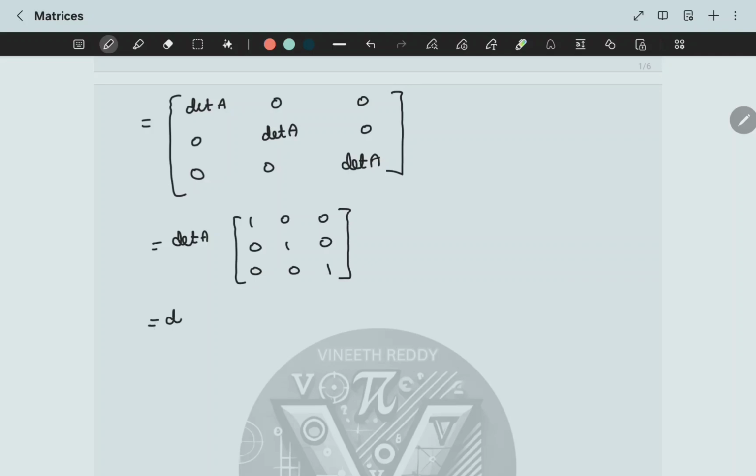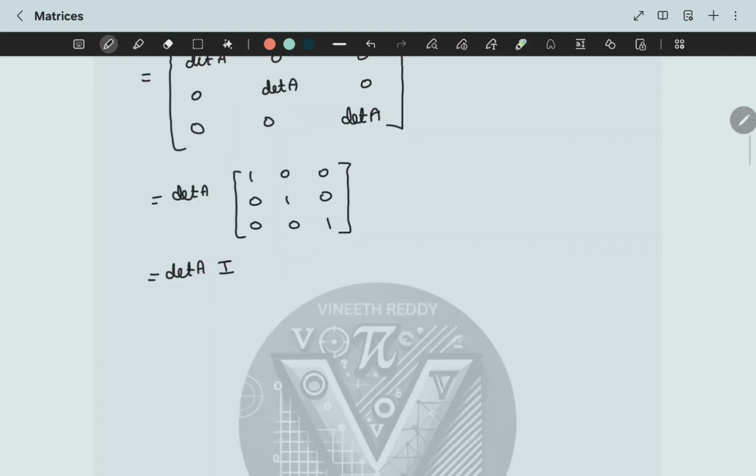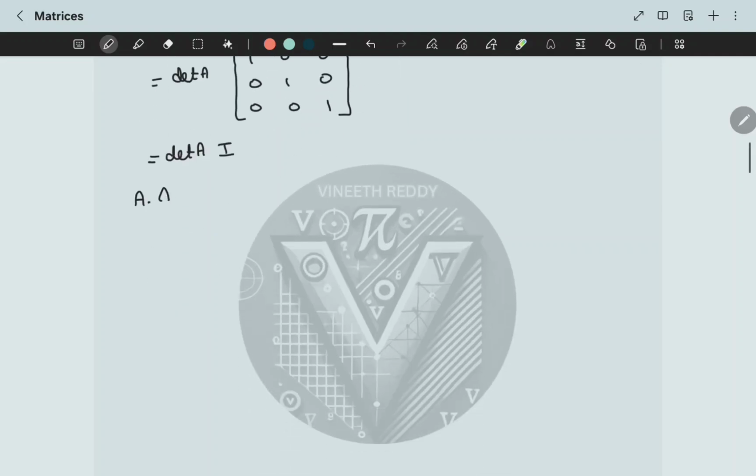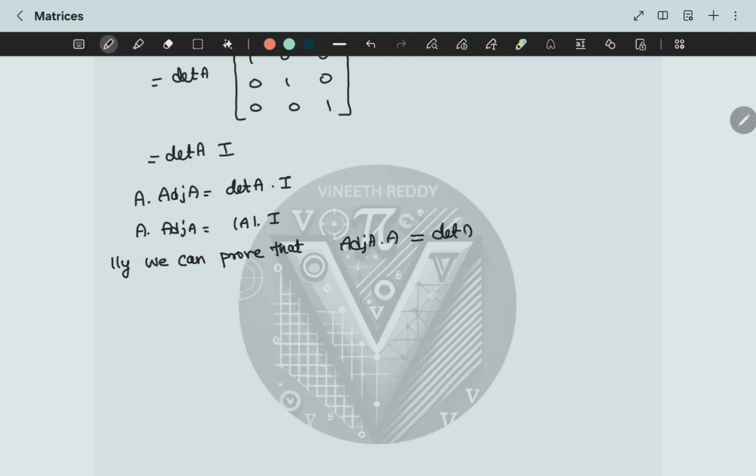And what does this give us? This is nothing but identity matrix. So we got an important, interesting result, that A into adjoint A is equal to determinant of A into I, right? Or A into adjoint A is equal to det A into I, right? Now similarly, we can prove that adjoint A into A is equal to determinant of A into I.